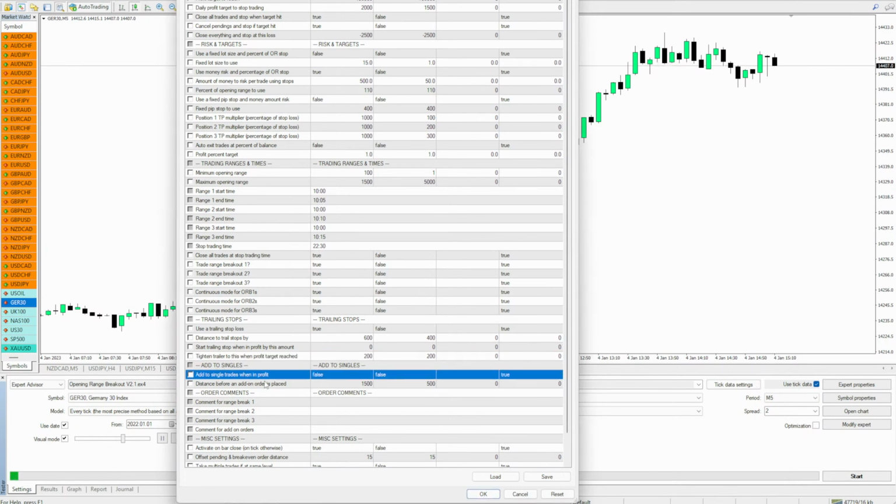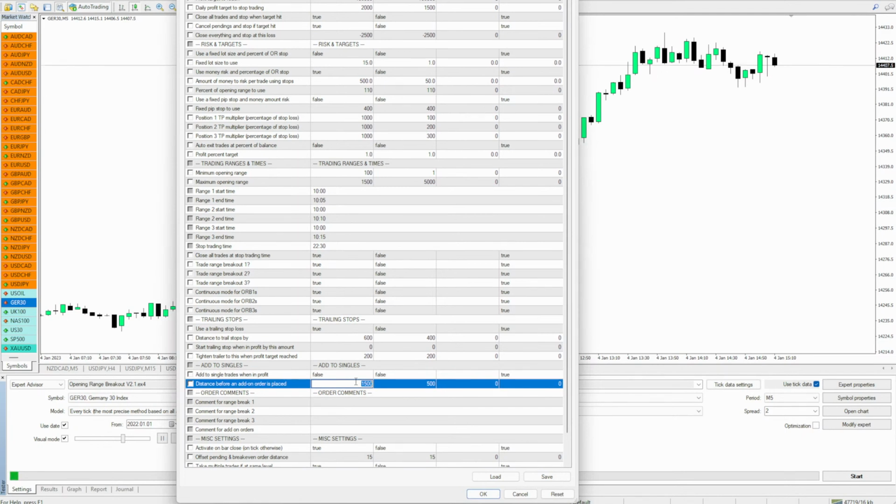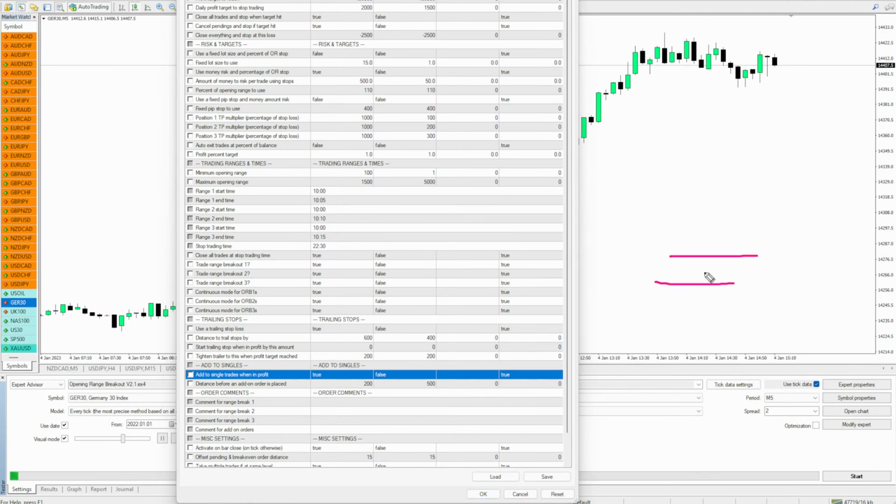Add to singles, pretty self-explanatory. Add to single trades when in profit. So if you've just got one opening range running, you can tell the EA to automatically enter another position for you. So for example, if I set this to 200 and true, when price has moved 200 pips in profit, it will add a second position for me. So it's adding to my winning trades, which is again a massive advantage.